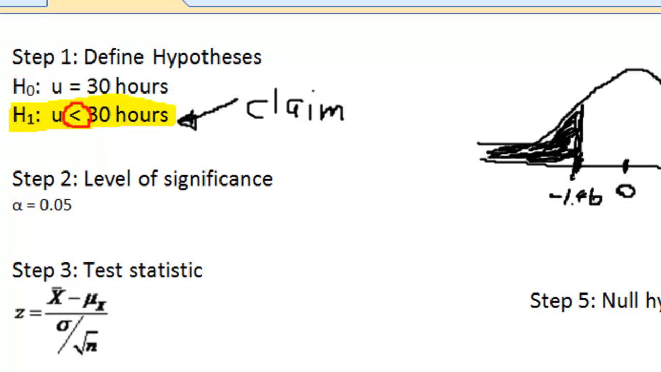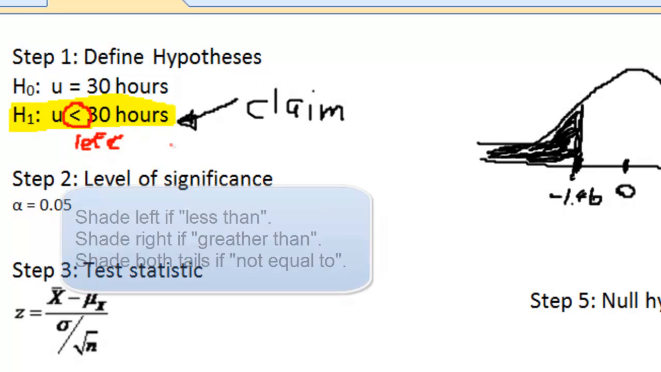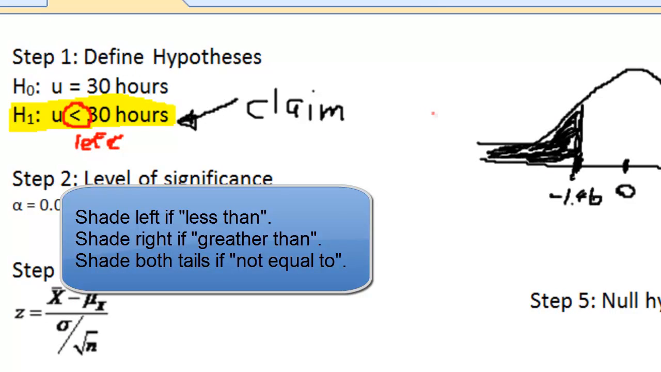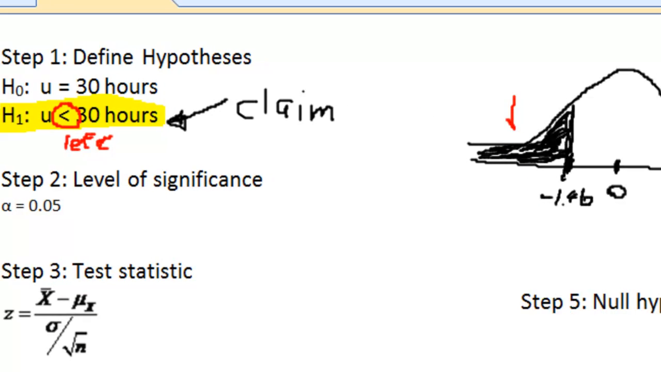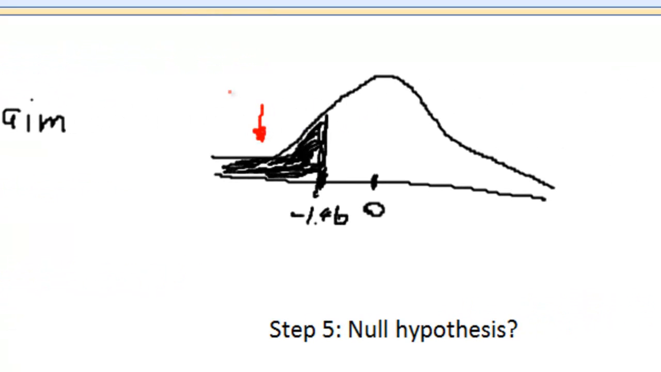The claim was that we were looking for the population mean to be less than 30 hours. All these complaints came in saying these batteries don't last that long. They're less than 30 hours. So because this is a less than symbol, that means I need to shade to the left. This is important. If this was a greater than symbol, then I would have shaded to the right. Hope you can read that. That says left. So I'm shading to the left of negative 1.46. My question is, what is this area over here? It turns out that this area is the p-value. The area in the tail of the test statistic is the p-value.